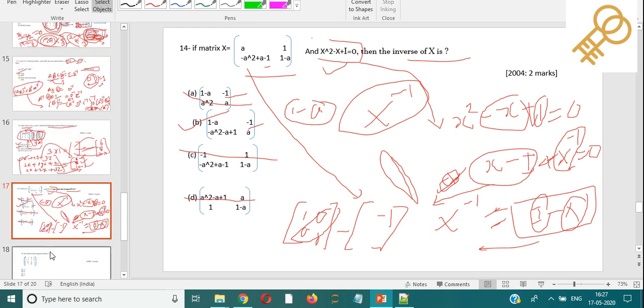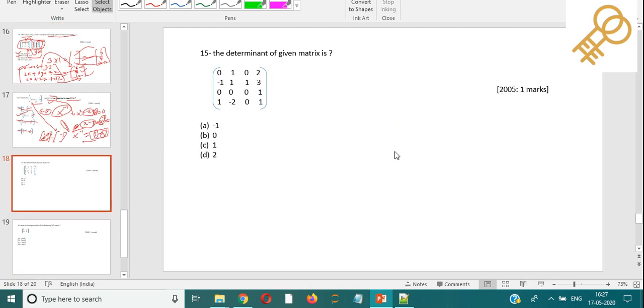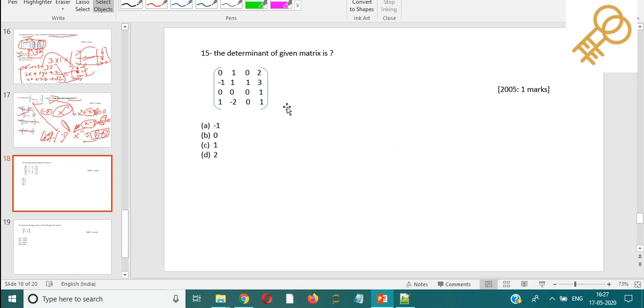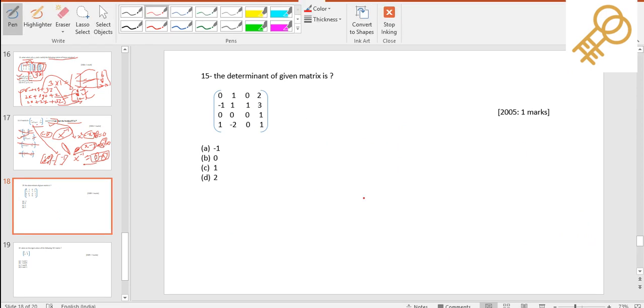So moving towards the next question. It was asked in 2005 for 1 mark, and it is a very easy question. As you can see, they are asking the determinant of the given matrix. I hope all of you are familiar with how to find the determinant of the given matrix. As you can see, here it is a 4 cross 4 matrix. So how can this be done?